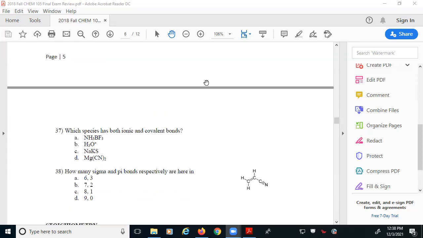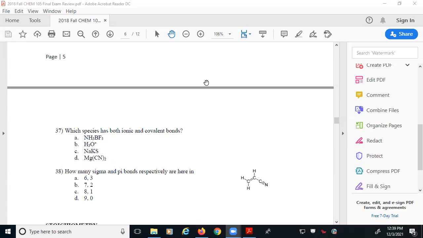All right, number 37. Which species contains both ionic and covalent bonds? Good chance there's going to be a question like this somewhere. Kind of a classic question. Or there's going to be a close cousin of it. Which of these is only ionic? Which one of these is only covalent? That kind of thing.